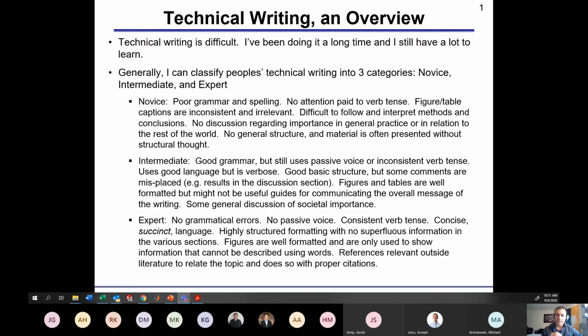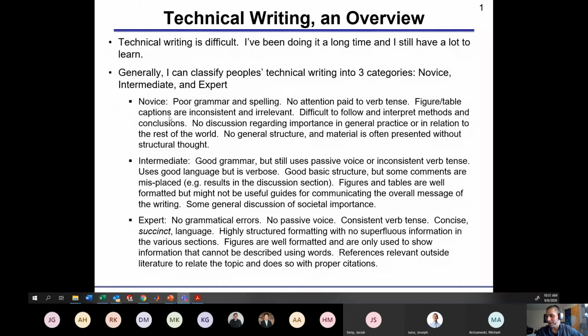So let's just talk about what I think is important, and let's talk about how you can take your writing from what is maybe considered a novice level to maybe an expert level, or at least an intermediate level by the end of this quarter. So generally, I would classify people's writing into three categories: novice, intermediate, and expert.